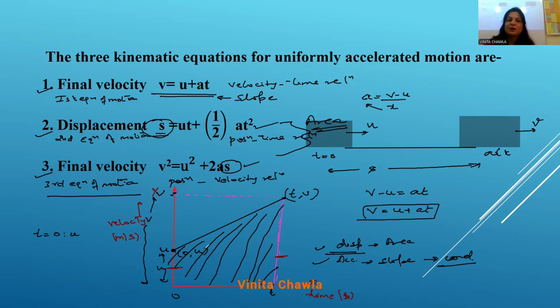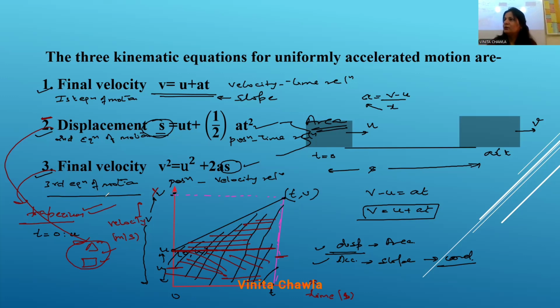And we can do one more thing. We can also find the area by dividing this figure into two parts. We can separately find the area of this triangle first, and then the area of the rectangle. On adding these two, you get the area under the curve. So there are two ways of finding the area under the curve. One, by finding the area of the trapezium. Second, by finding the area of the triangle and the rectangle separately and adding them. When we derive the second equation, we will use this triangle and rectangle method. And when we derive the third equation, we will use the area of the trapezium.